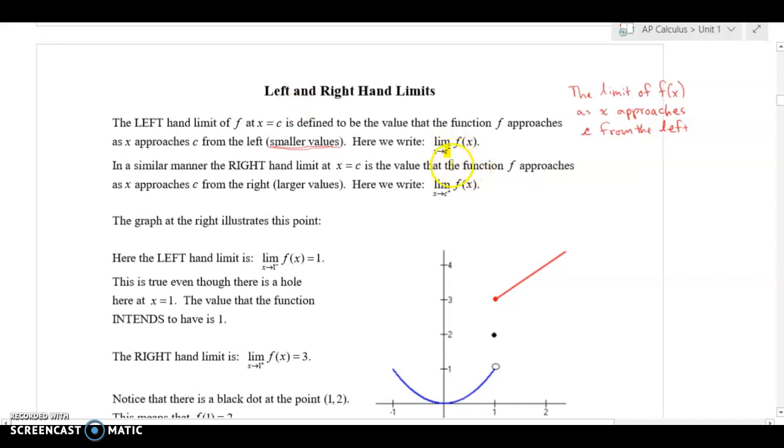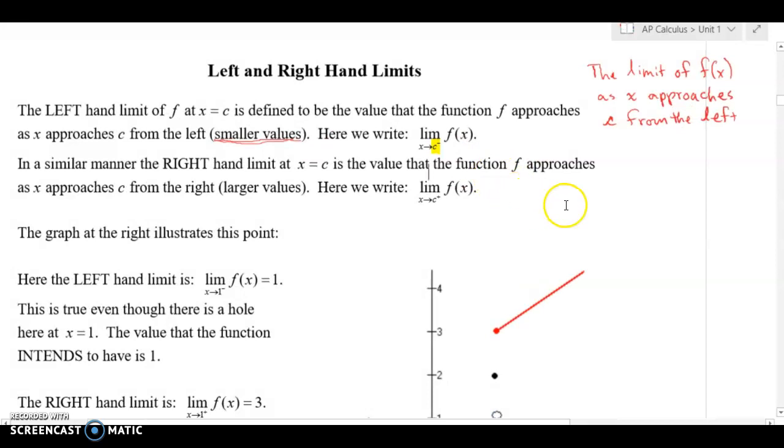It says c, it almost looks like c to the negative power, right? So all that means is x approaches c from the left. Okay, so now you can kind of figure out what this c plus sign means. If it's c and it looks like it's being raised to the plus sign, it would be the limit of f of x as x approaches c from the right. And we're about to find out why this is helpful to us.